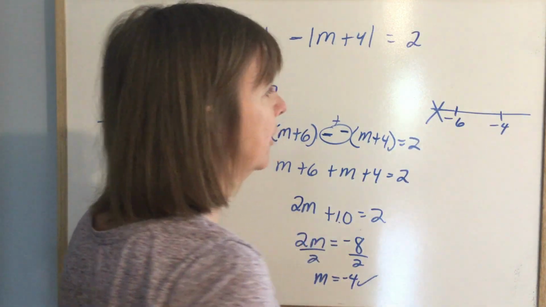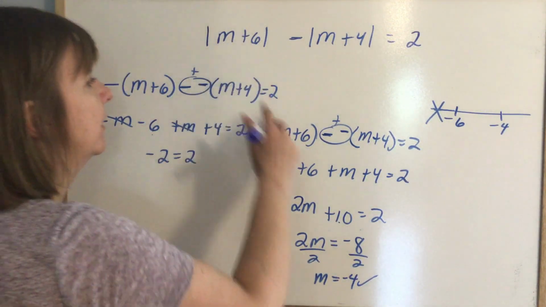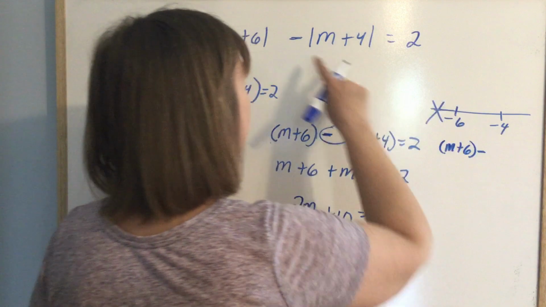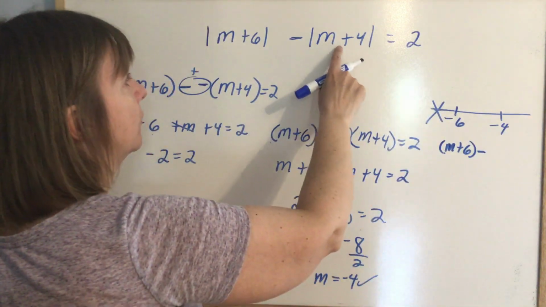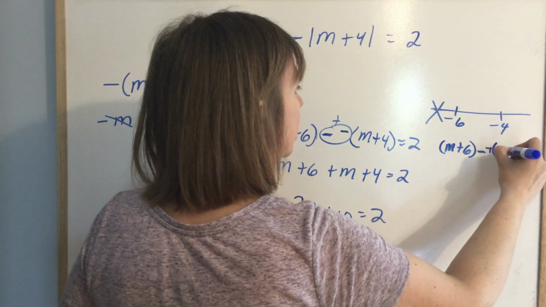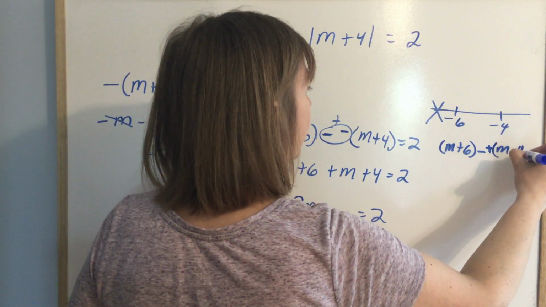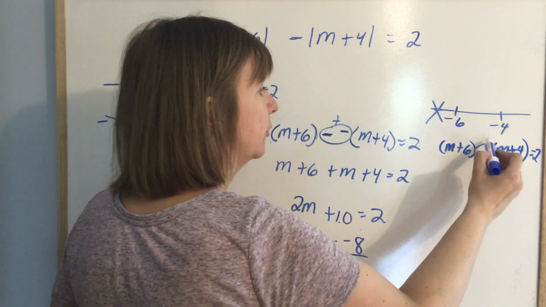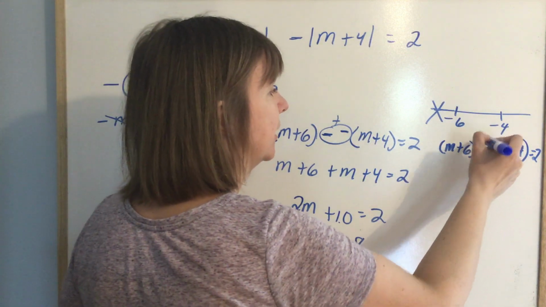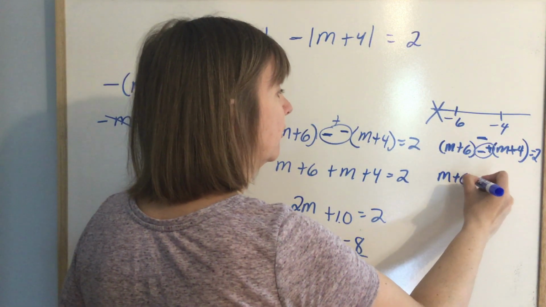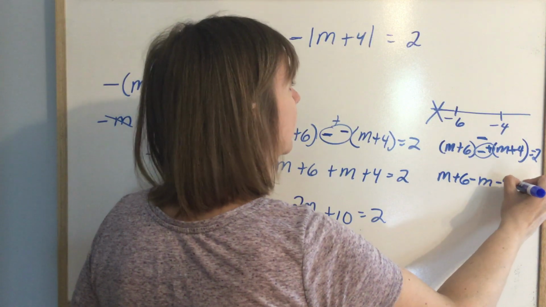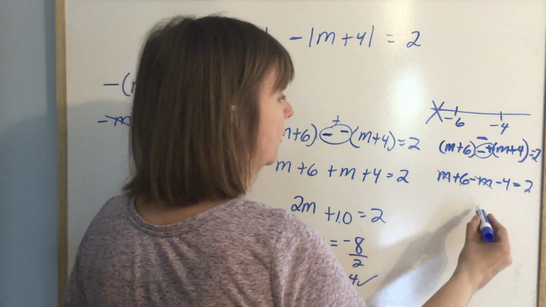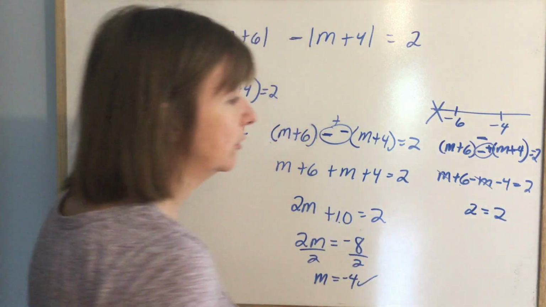So if I pick a number bigger than negative 4, 0. 0 plus 6 is positive. So it would be a positive m plus 6 minus, because there's a minus there. Now 0 plus 4 is going to be positive 4. So here I have m plus 4 equals 2. Here's the place where I have a negative and a positive together to make a minus. So I have m plus 6 minus m minus 4 equals 2. So m take away m, and 6 take away 4 is 2 is equal to 2.